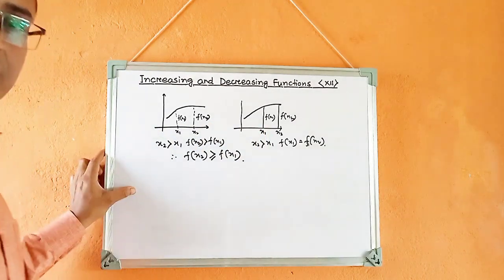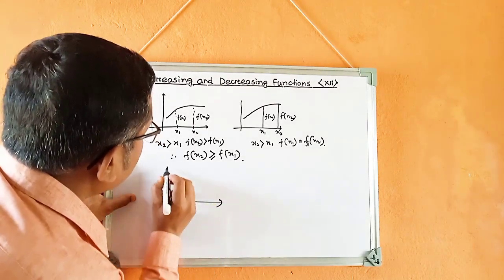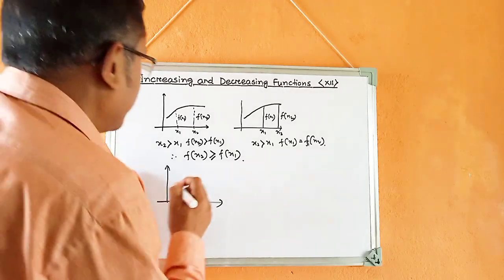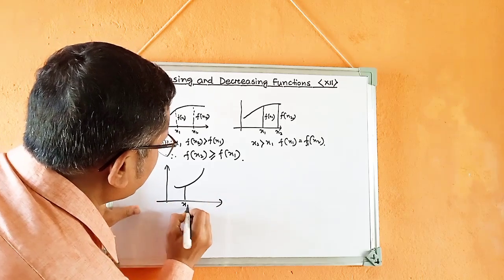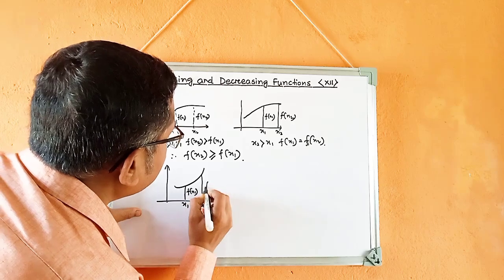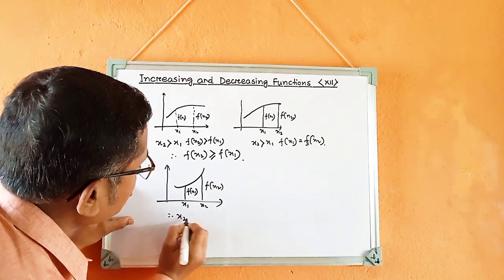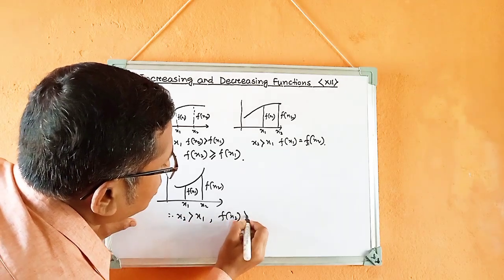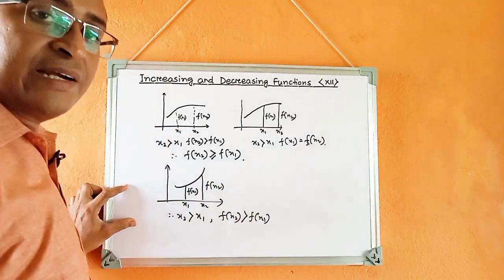Now another, strictly increasing function. So again we draw a graph. This is the x-axis, this is the y-axis. Now suppose the graph goes this way. Here we take a point x1, here we take a point x2. So here is f(x1), here is f(x2). Now see carefully, x2 is greater than x1, and that is why f(x2) is greater than f(x1). That is an example of a strictly increasing function.